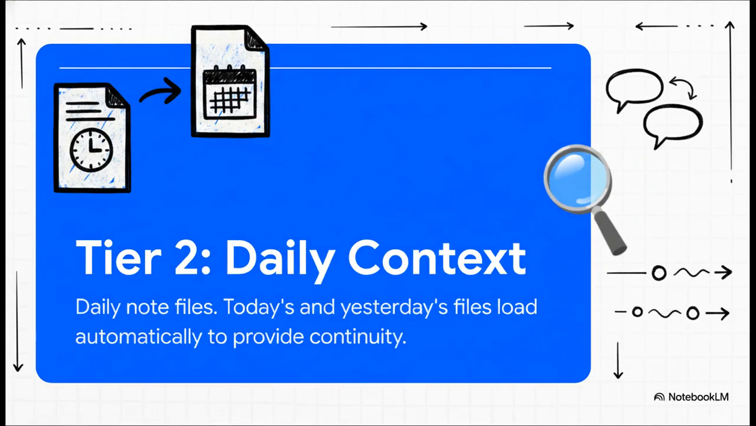All right, Tier 2 is what gives the AI a sense of time. It's basically a collection of daily note files. And by default, OpenClaw automatically loads today's note and yesterday's note. This is super clever because it recognizes that most of our follow-up conversations happen within a 24 to 48-hour window. So this gives the AI crucial, recent context without having to load your entire life story.